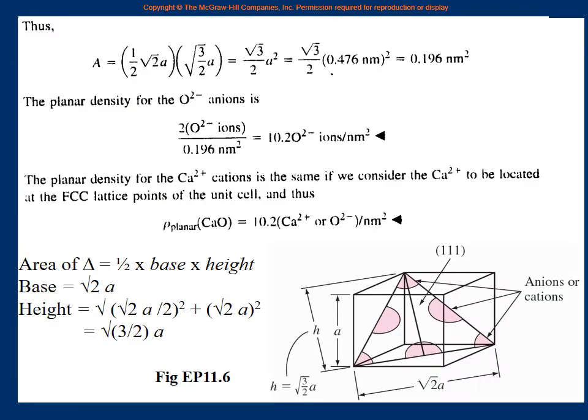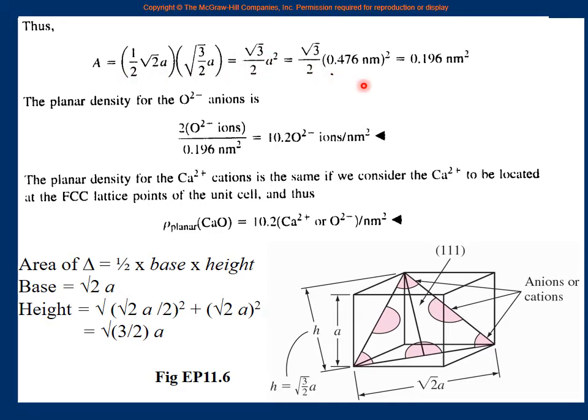I am showing you here the diagram, and I am telling you that the area is half base into height. The base is root 2a. The height is the square root of (root 2a by 2) whole square plus (root 2a) whole square, and so on. So it is root 3 by 2a. You can do it yourself. So half into root 2a into root 3 by 2a. So this is the area.